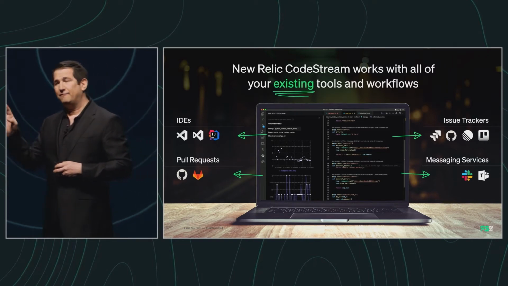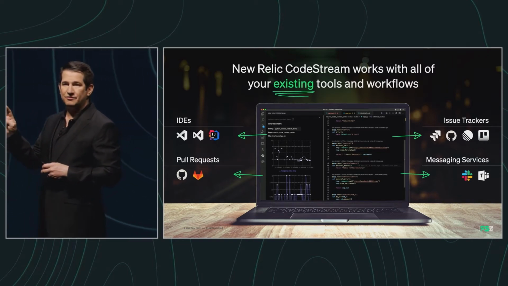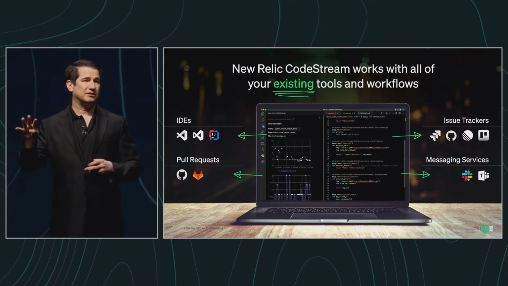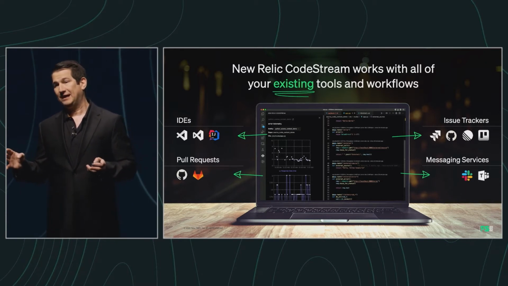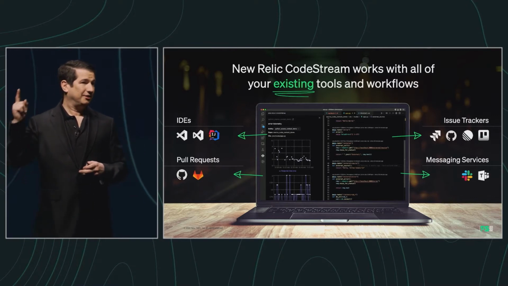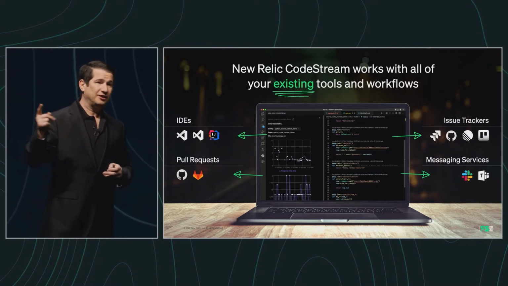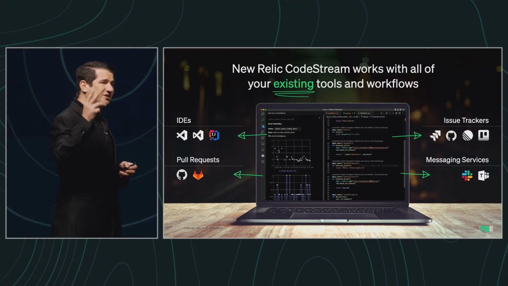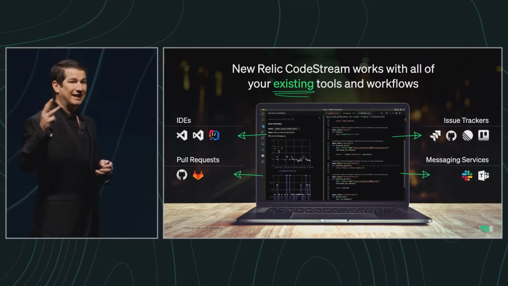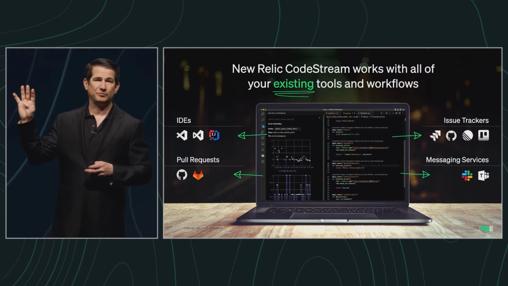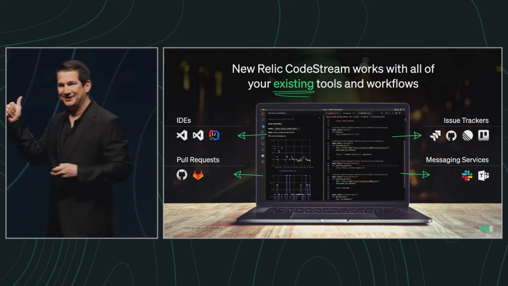I'd like to show you the 4 main use cases for Codestream to help you focus on what's most important every sprint. And that is, of course, your issues or your tickets, your PRs, your discussion about code, and finally, now, observability. So let's take a look.